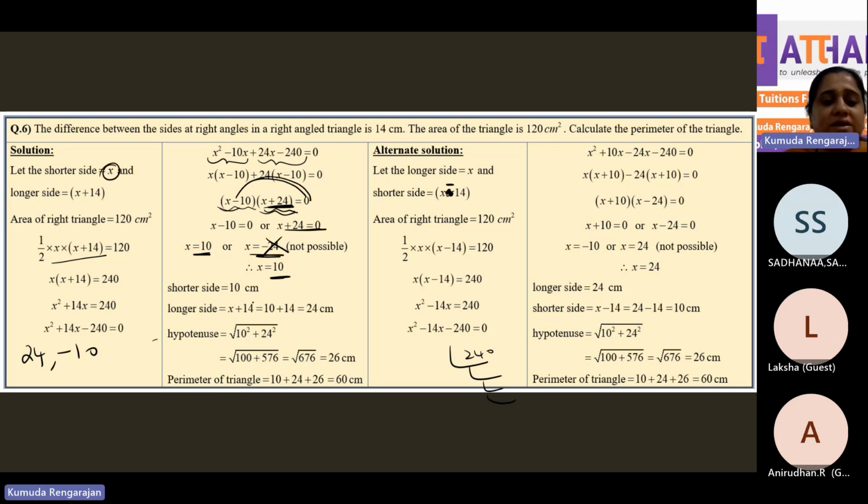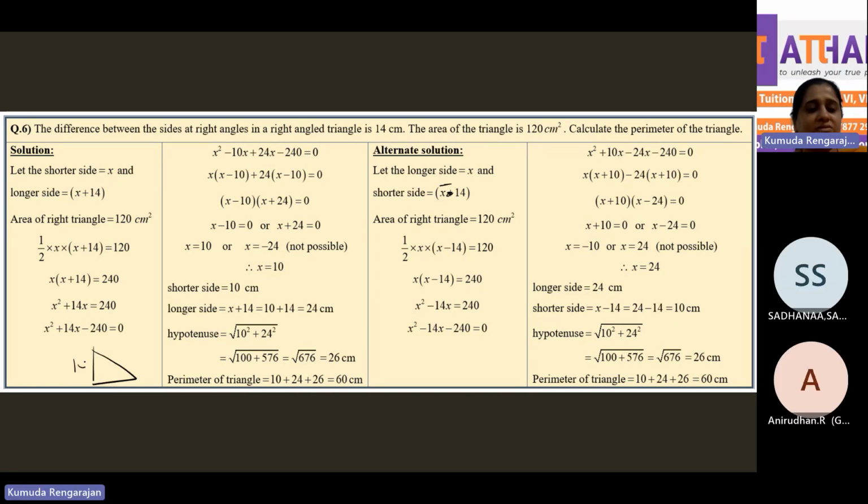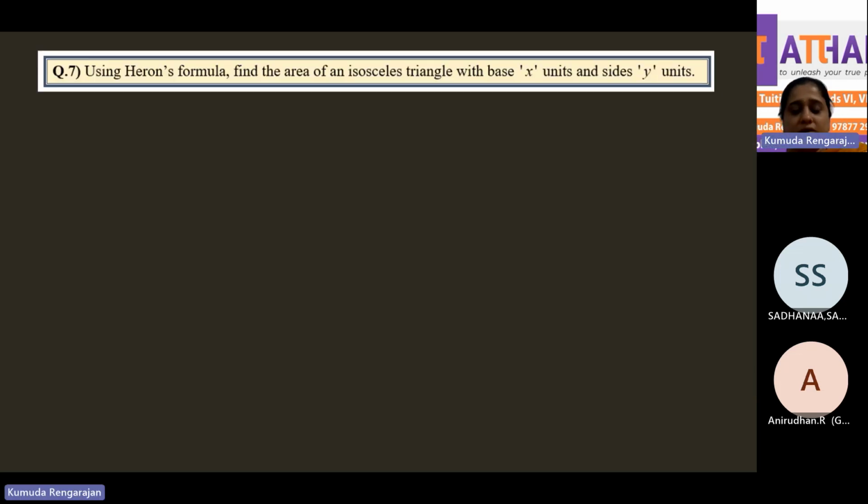That means the shorter side is 10. So the longer side will be 10 plus 14, 24 centimeters. So now how will you find the hypotenuse? Pythagoras theorem. See here. You got this is 10 and this is 24. You should find the hypotenuse. How will you find the hypotenuse? You should square the hypotenuse.